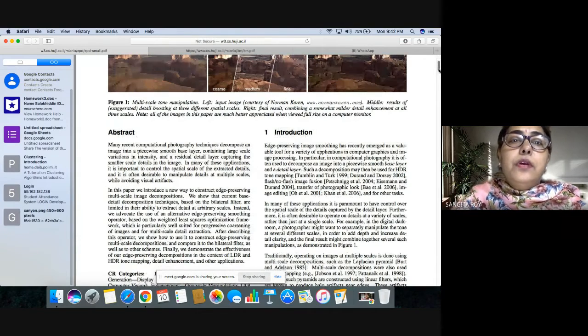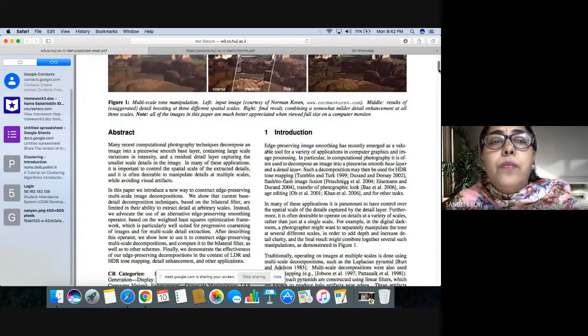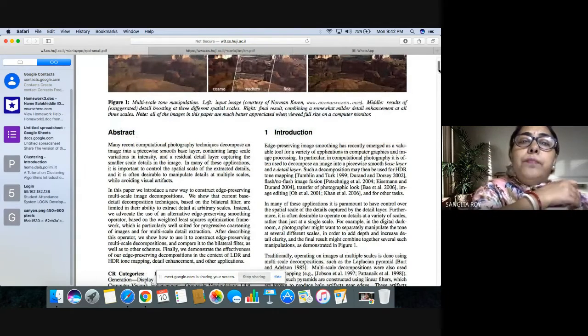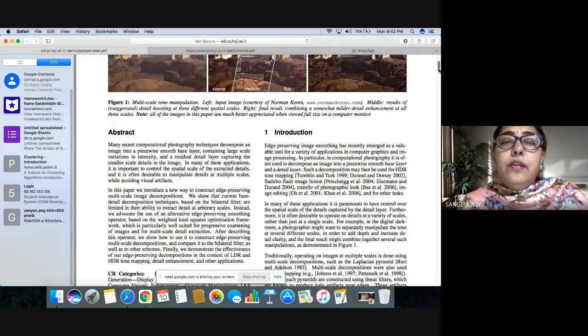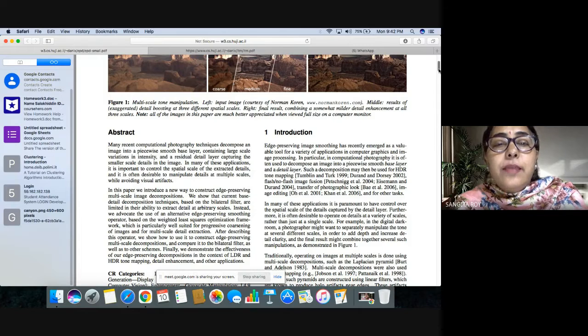Many recent computational photography techniques decompose an image into a piecewise smooth base layer containing large scale variation in intensity and a residual detail layer capturing the smaller scale details in the image. In many of these applications, it is important to control the spatial scale of the extracted details, and it is often desirable to manipulate details at multiple scales while avoiding visual artifacts.